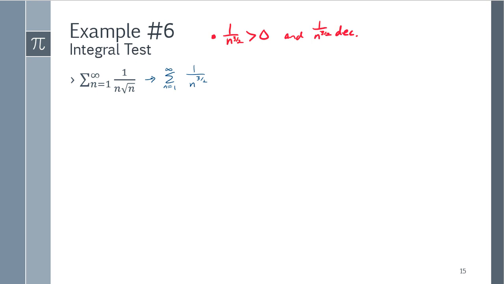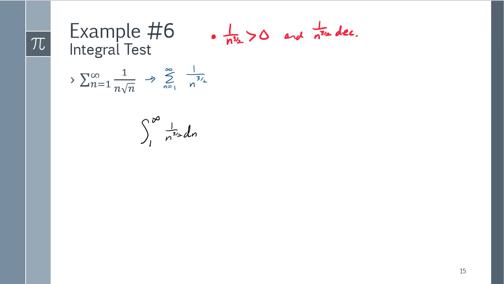So this means I'm going to look at the integral from 1 to infinity of 1 over n to the 3/2 dn. If that integral converges, my series will converge. And I can already tell because of the p-series test, it should converge. It's kind of nice to be able to peek ahead on my answer.